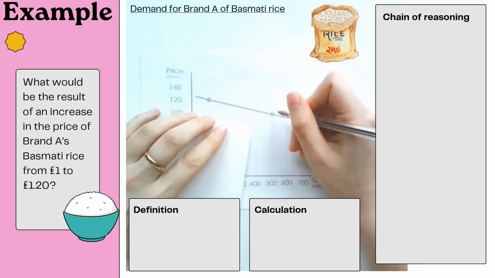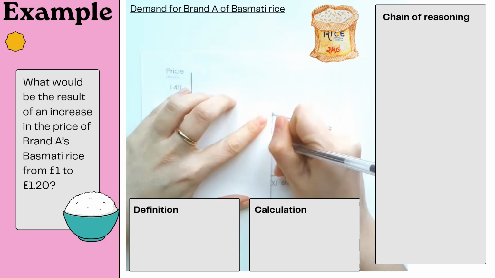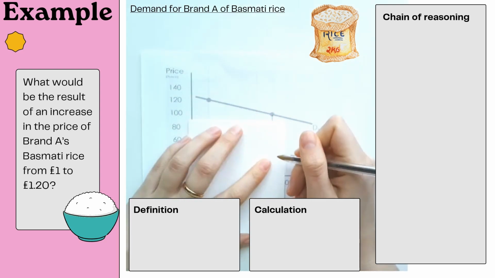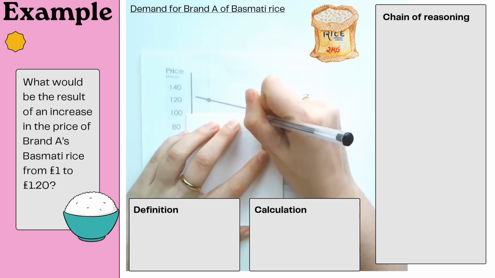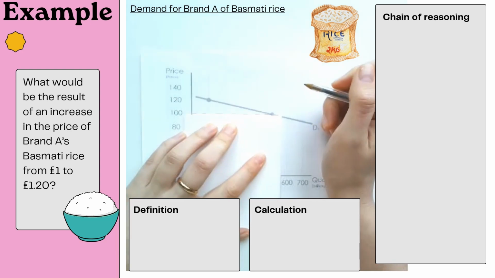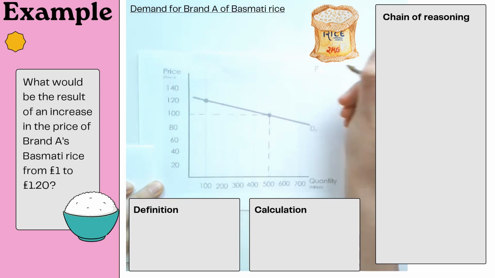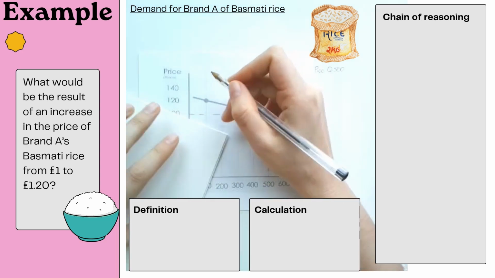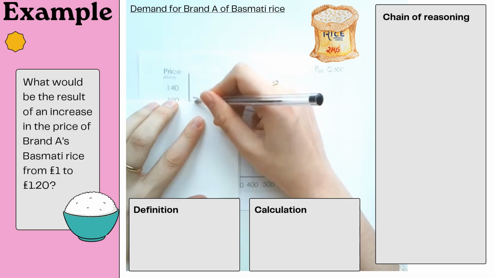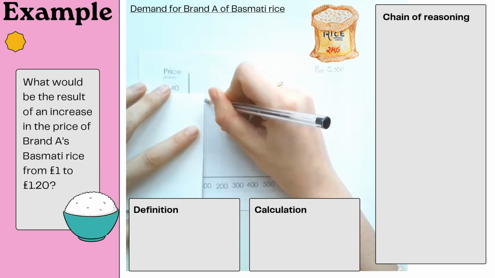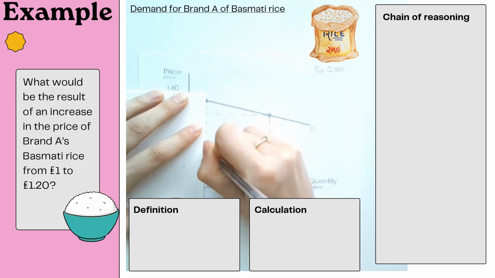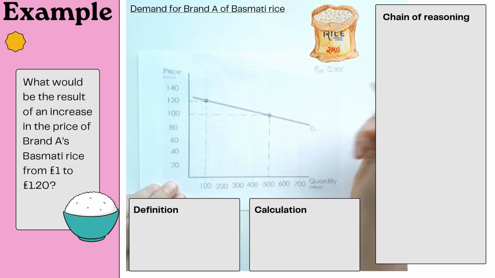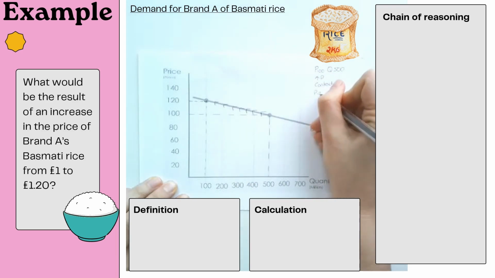So we're thinking about the demand for brand A of basmati rice. So we're thinking about a good that I can easily substitute for another brand. They're relatively homogeneous goods. So I'm starting at a price of 100 pennies, so that's £1, and I've got a quantity demanded of 500 units. We're going to see an increase in price, which is going to cause a contraction along demand. So we're going to put our price now 120 pence, so £1.20, and we're going to see a new quantity demanded of 100 units.